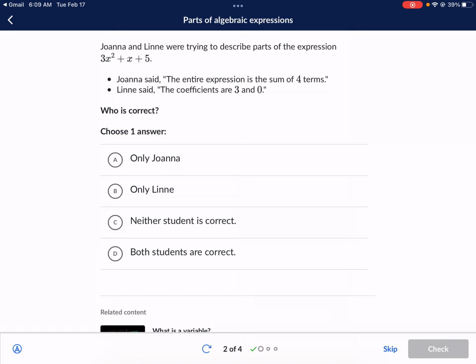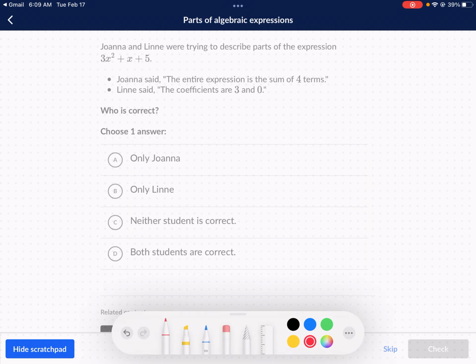Okay, so we got this expression here, 3x squared plus x plus 5. The first person said the entire expression is the sum of four terms, and then Lynn said the coefficients are 3 and 0. So both these people are incorrect, and let's talk about why. So first off, if we draw vertical lines in between the plus signs, which terms are separated by plus or minus, we said there's only 1, 2, 3 terms.